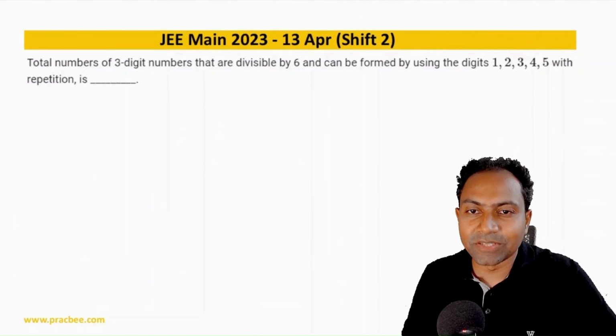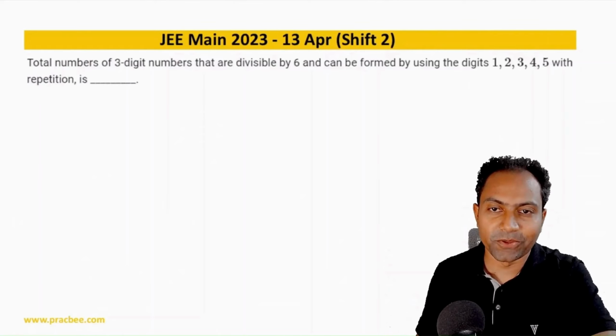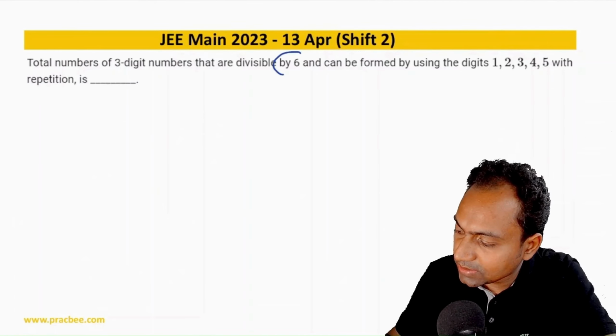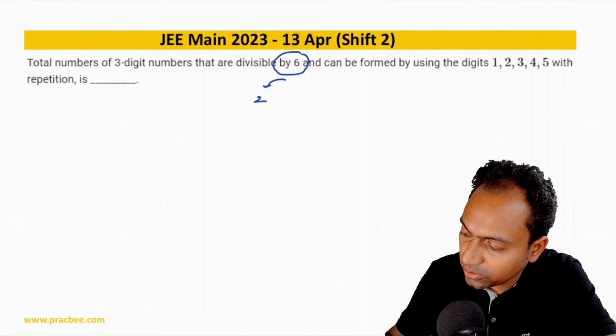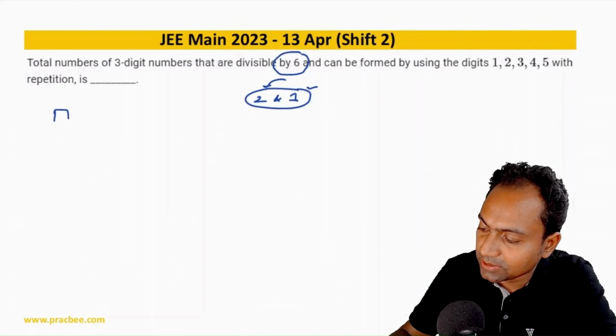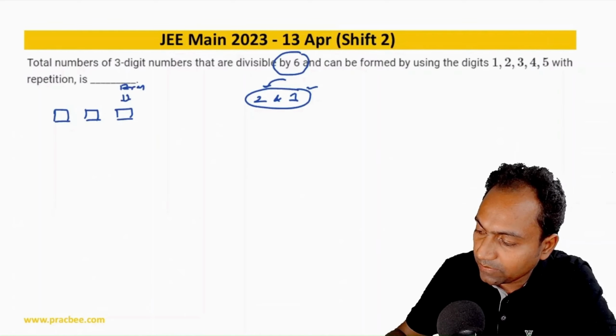Now this is a divisibility-based question. In such questions, we will have to use the divisibility property of numbers. When they say the number needs to be divisible by 6, that means it needs to be divisible by 2 and 3 simultaneously. The divisibility of 2 depends on the last digit. So if you are writing a 3-digit number, the third digit needs to be an even number. If it is even, it will be divisible by 2. So this is one thing.